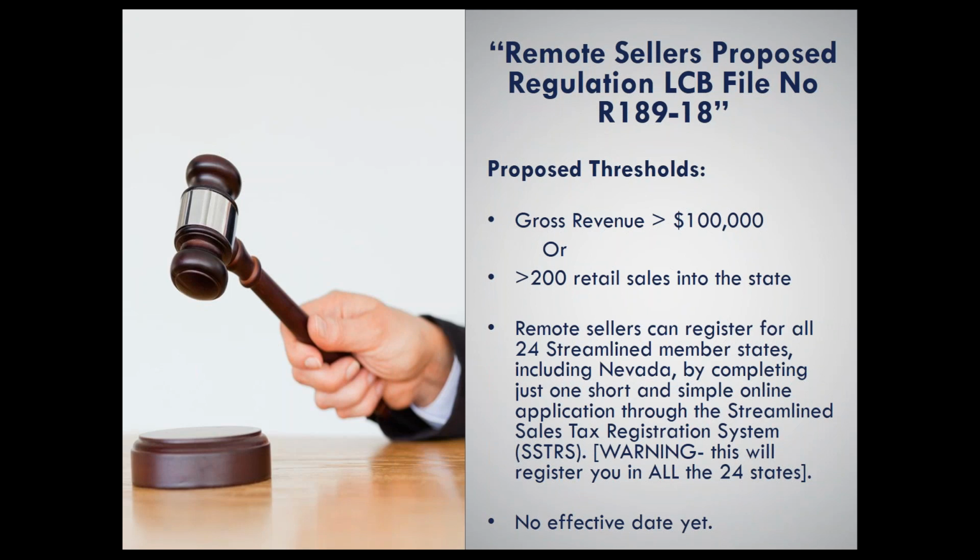Some states have an "and", like 100K and 200 transactions. Nevada's not proposing that. They're going to be either/or, and the "or" option is not only for Nevada, it's all the other states as well. As of right now, I checked the website last night, and there was not an effective date that I could find, but we are keeping an eye on it.